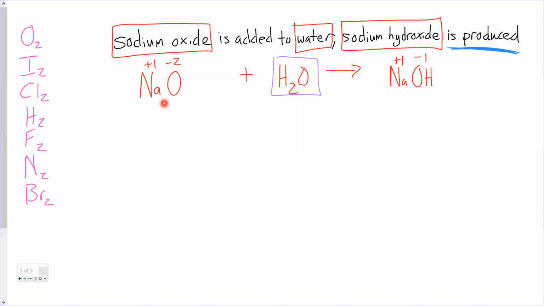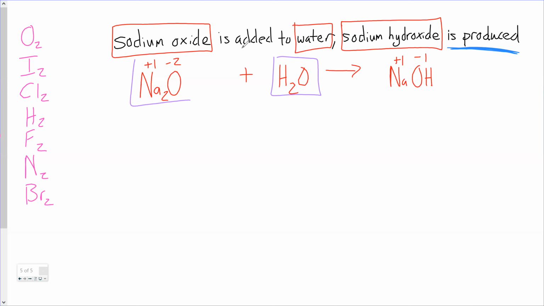Is this the right formula? Do these cancel out and equal 0? The answer should be no, correct? These do not equal 0. What would I need for these to be equal to 0? Somebody online tell me. You need another sodium. I need another sodium. Very nice. Now this formula is correct. Okay, so now I can box this.